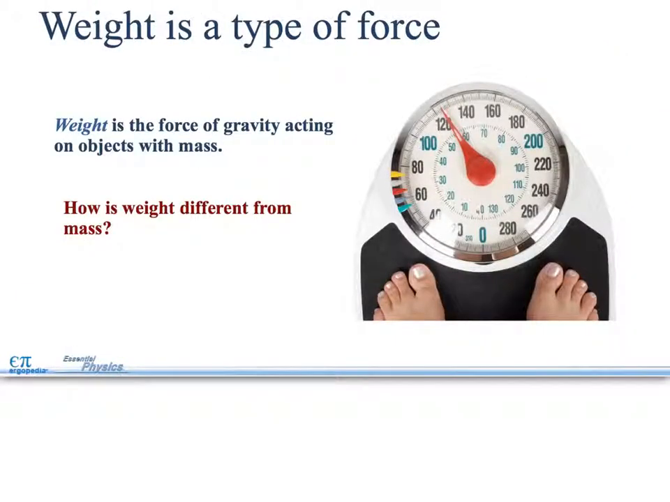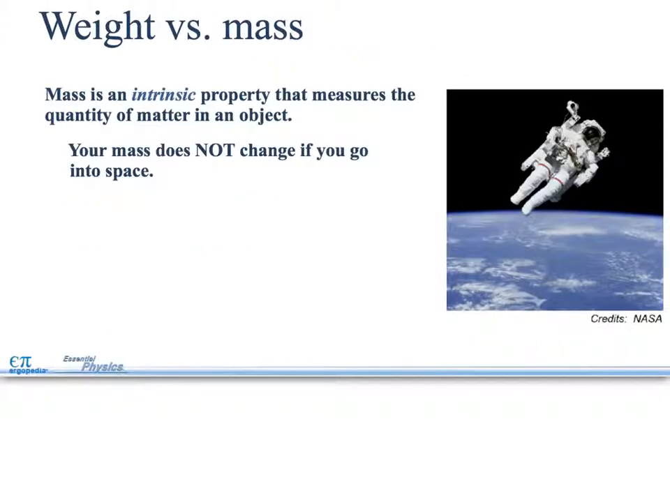Alright, weight is the force of gravity acting on an object with mass. How is weight different from mass? Mass is considered an intrinsic property. That means that the quantity of matter in an object doesn't change. Your mass will not change. Your mass does not change no matter where you are. If you're on the Earth, you have the same mass as if you're on the Moon, or if you're on Jupiter. That does not change.